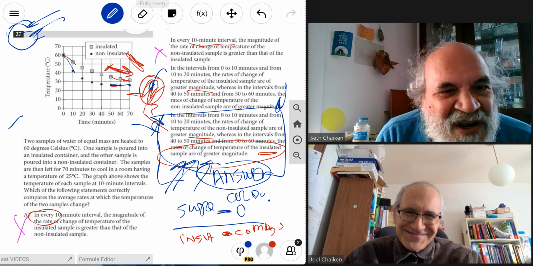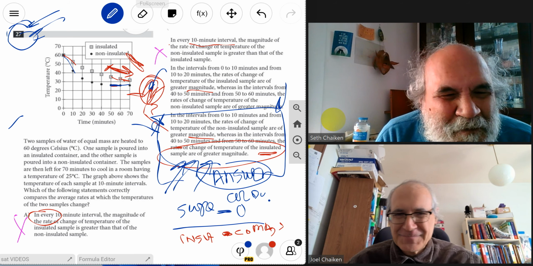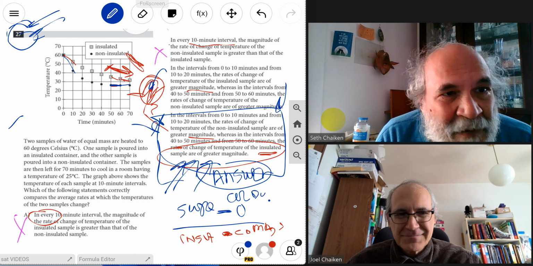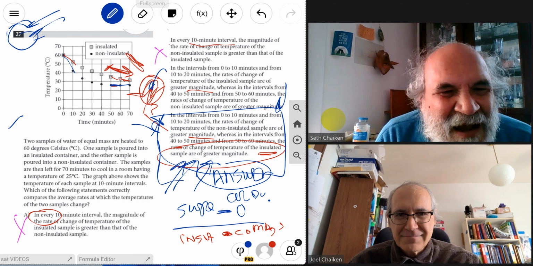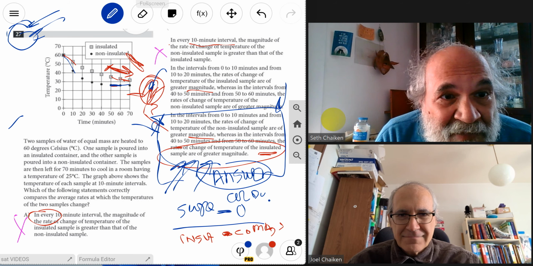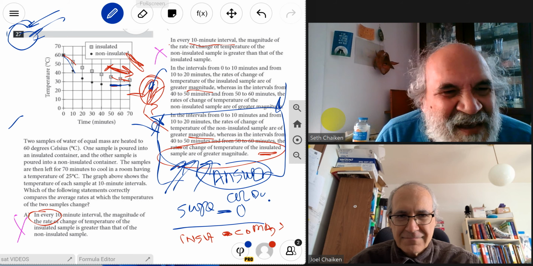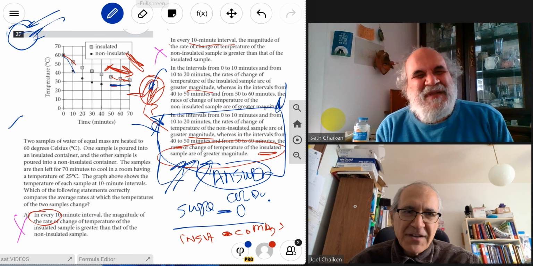The rate of change at the beginning of the non-insulated sample, which is the black dot, is of greater magnitude than the other. Whereas at the end, the rate of change of the insulated, which is gray, is of greater magnitude than blue, and I agree. Good. I agree. Yeah.